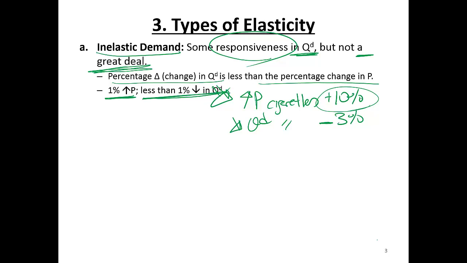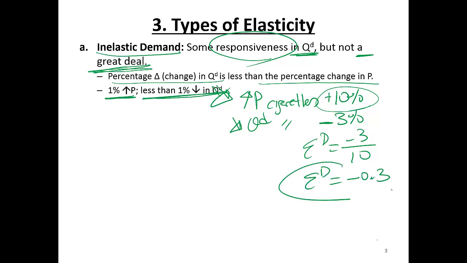So if a 10% increase in price generates a negative 3% decrease in quantity demanded, how did we find price elasticity of demand? Negative 3 divided by 10, right? Percent change in quantity demanded divided by percent change in price, it's negative 0.3. This is inelastic. How do I know? Because it's less than 1 in absolute value.